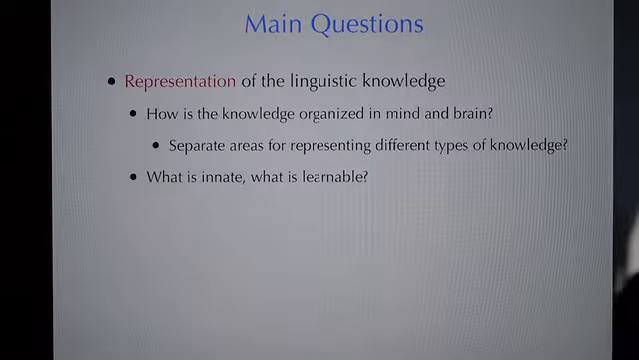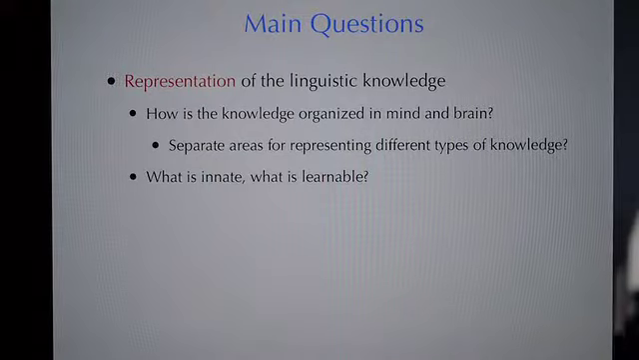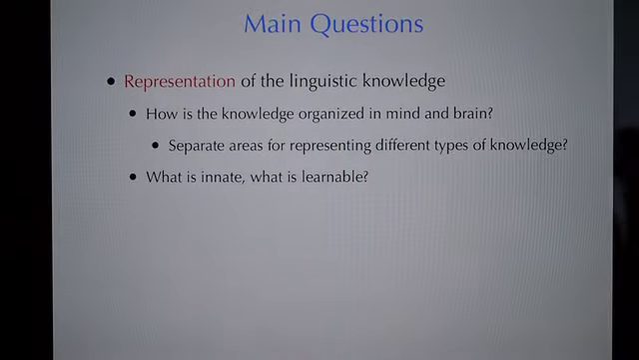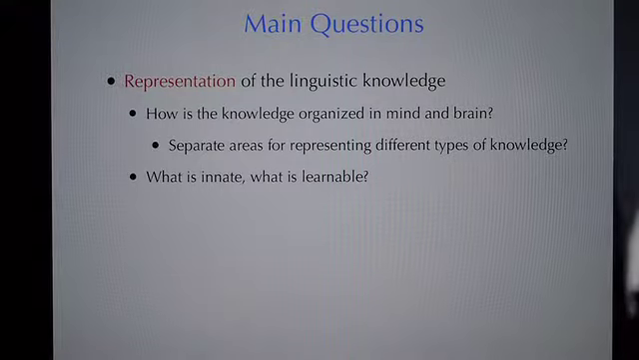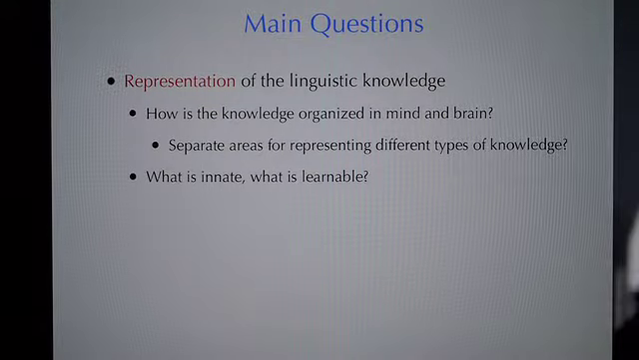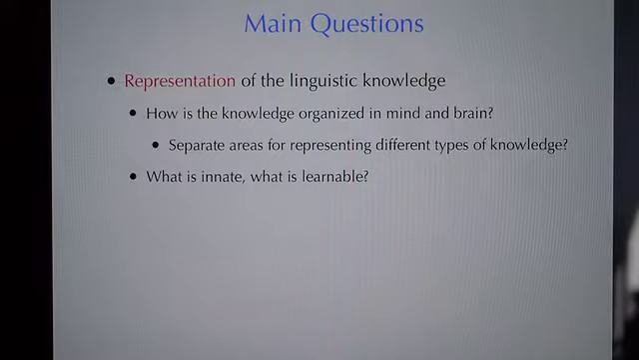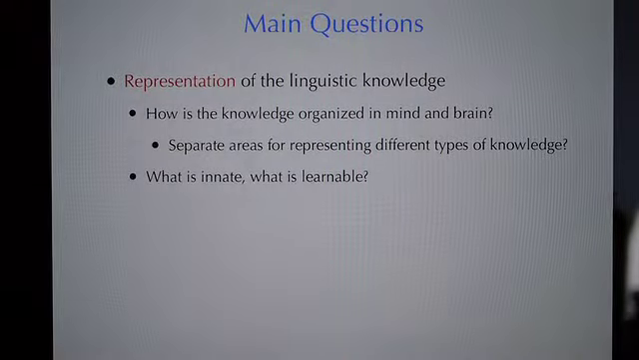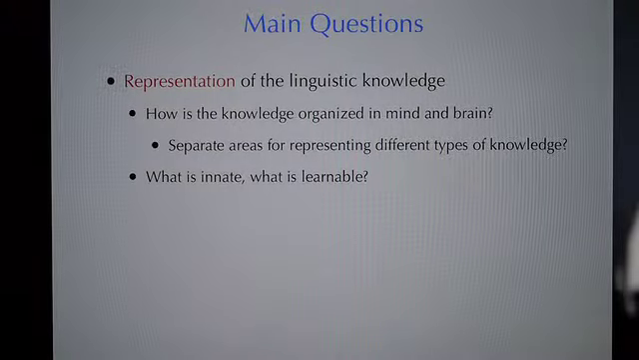So in this domain, the main questions are still about representation of the linguistic knowledge. So we are now talking about a very specialized kind of knowledge, which is about language. And the questions can be divided into how this knowledge is organized in mind and brain. Do we have separate areas for, say, our grammatical knowledge and for our knowledge about the words or the phonology? Do we have separate representational frameworks for storing these, or are they all somehow related?